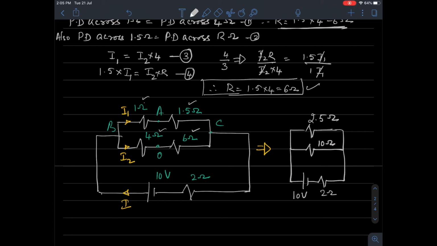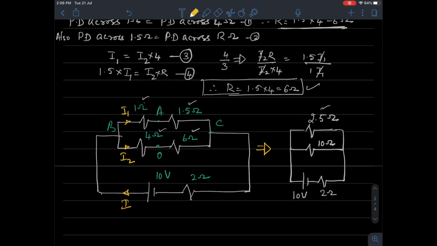Because the same current flows. Okay? I1 is flowing through 1, I1 is flowing through 1.5. So the two resistors, 1 ohm and 1.5, carry the same current, I1 amperes, so you can add them up. It comes to 2.5. 4 and 6 carry the same current I2, so I've clubbed them, I've added them. Series resistance, 10 ohms. The remaining circuit is as it is.